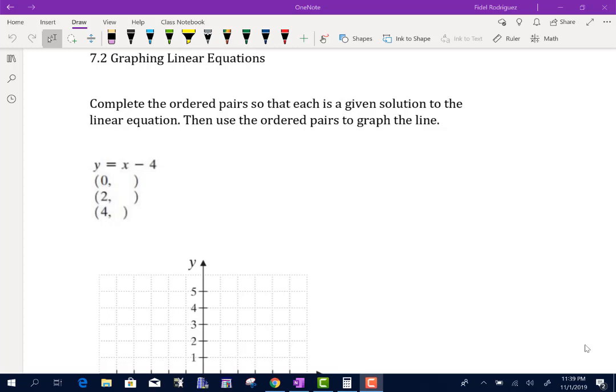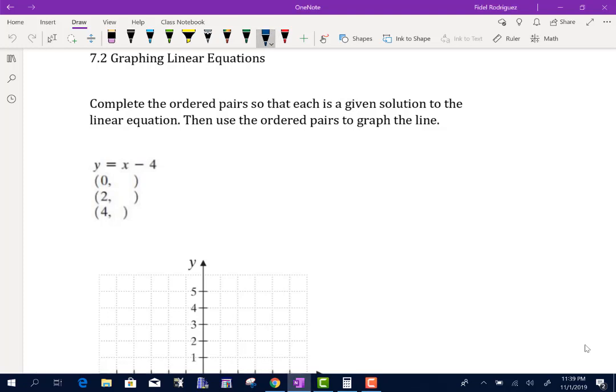Alright, so section 7.2 is graphing linear equations. And the first way we're going to do this here, guys, it says complete the ordered pairs so that each is a given solution to the linear equation. Then use the ordered pairs to graph the line, okay?